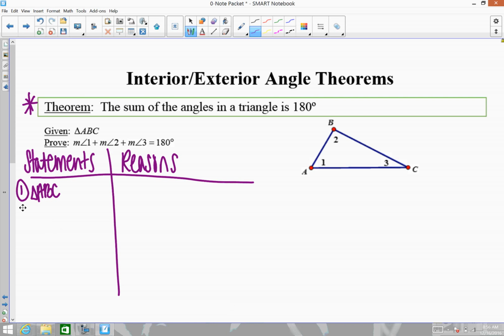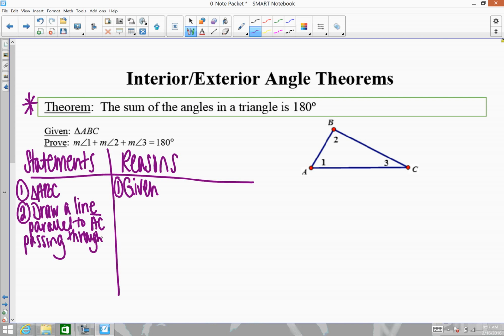Then our second step is that we're going to have to construct what's called an auxiliary line, which is a line that's going to be parallel to line AC. So I'm just going to say draw a line parallel to AC passing through point B. The reason for this is because there can only be one parallel line to line AC that passes through point B. There's only one possible line that you can draw.